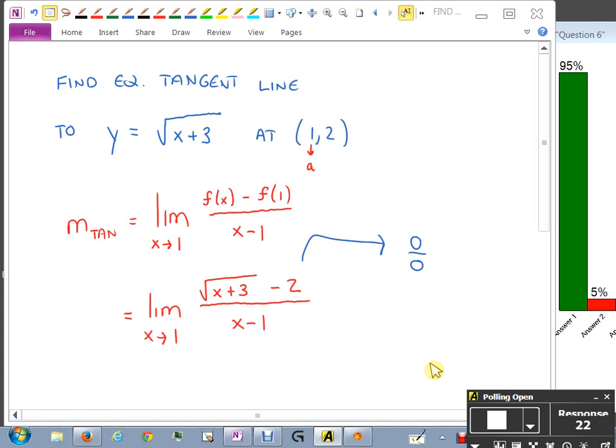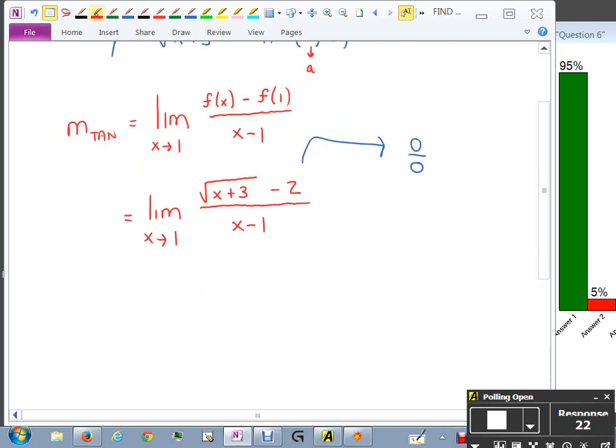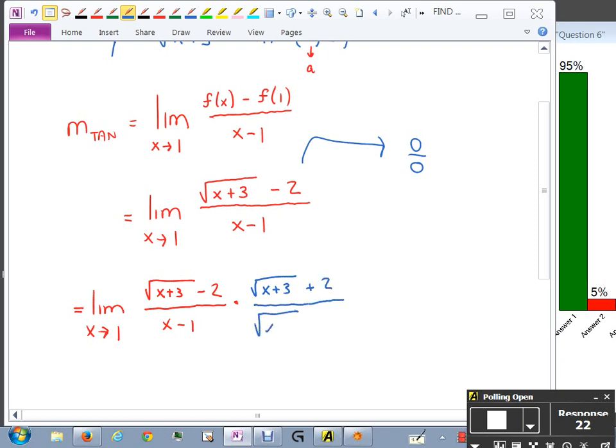Yeah, so you're thinking conjugate? That's the right thing to think. The conjugate usually saved us whenever we saw square roots. So I'm going to take this limit, I'm going to multiply the top and bottom by the conjugate, which is root x plus 3 plus 2 over root x plus 3 plus 2 again.